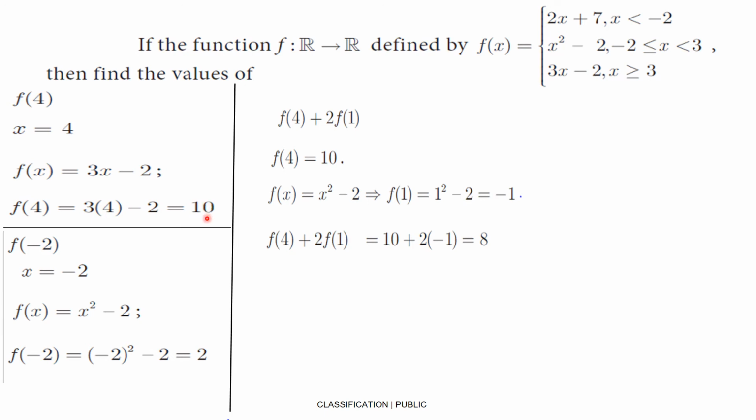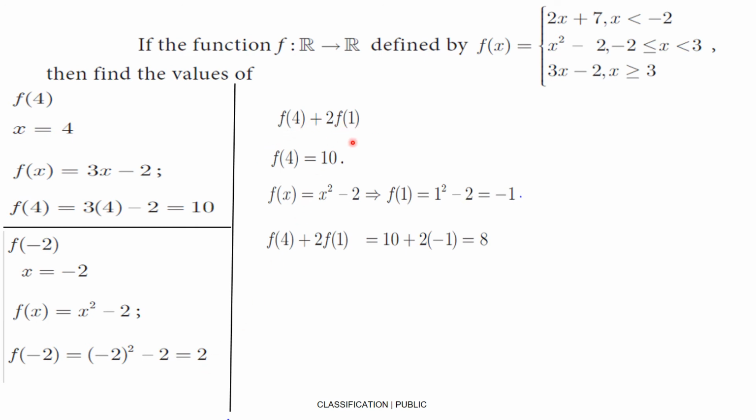Next, f of minus 2. Here minus 2 is not less than minus 2, so don't take that. Minus 2 less than or equal to x less than 3 applies here. So x squared minus 2. Clear? So you substitute the value for x: minus 2 squared minus 2, that is 4 minus 2 equals 2.